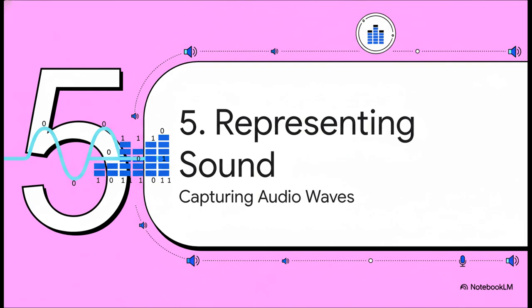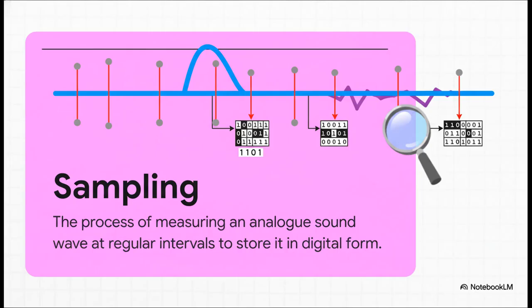Okay, last one. Sound. In the real world, sound is an analog wave. It's smooth, it's continuous. So how in the world do we capture that smooth wave using clunky, separate ones and zeros? We do it using a process called sampling. Just imagine measuring the height of that sound wave thousands of times every single second. Each one of those measurements, or samples, gets converted into a binary number. When you play the sound back, the computer just reads those numbers in order and rebuilds the wave. It's like a dot-to-dot drawing, but for sound.